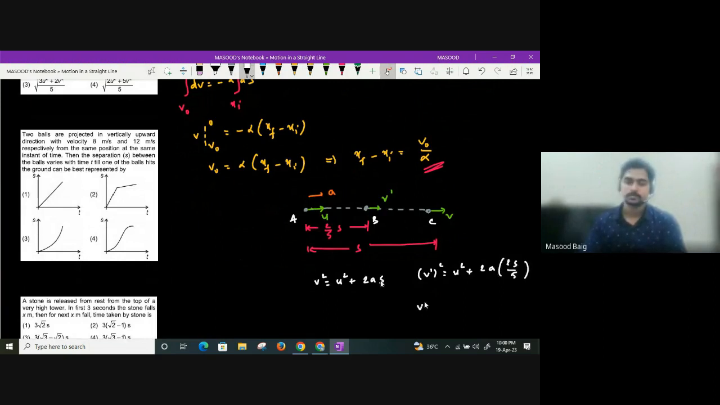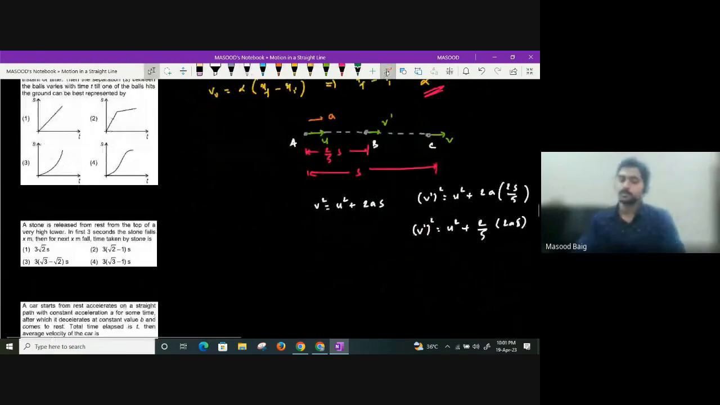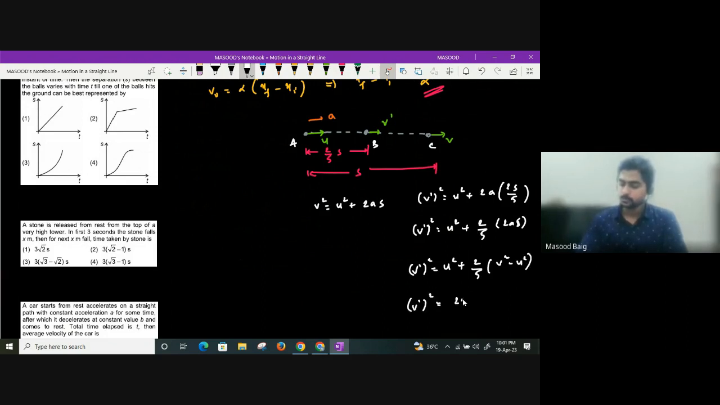So what is v dash square here? You will get it as u square plus 2 by 5 times of 2as. What can we write 2as as? Can I write v square minus u square? Yes, obviously you can write. So you will get v dash square value as u square plus 2 by 5 into, what is 2as from this, I can write it as v square minus u square, guys. So v dash square, if I take, you will get 2v square plus 3u square divided by 5.